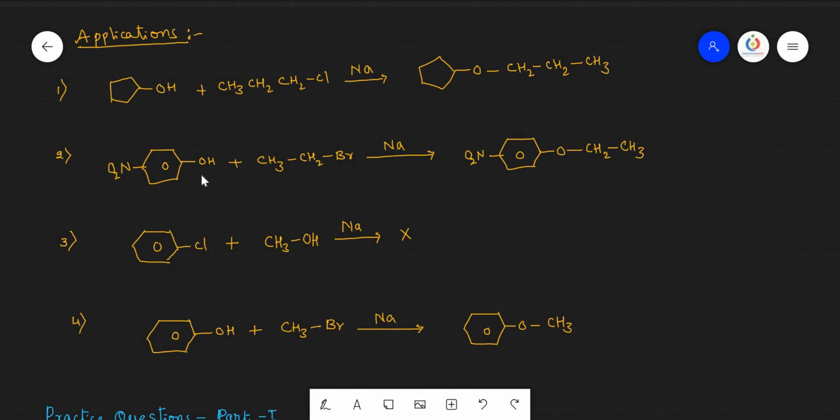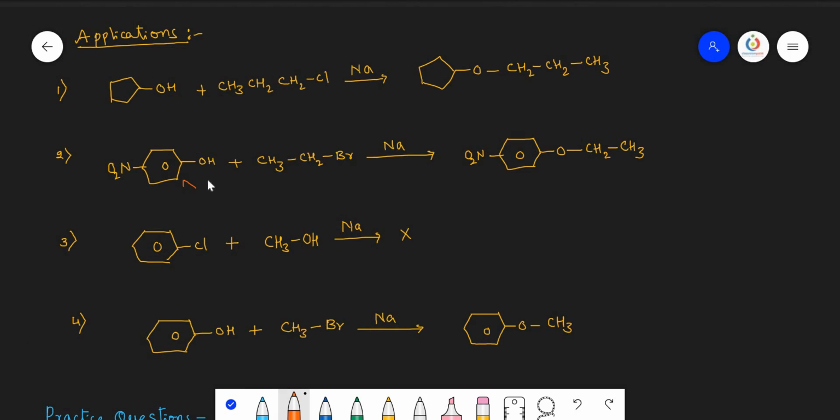And in this case, this OH part from the aromatic ring is present here, and the OH part is present, so the reaction is possible, because whatever the phenoxide, paranitrophenoxide, is formed here, it can easily replace the bromine and give this molecule.